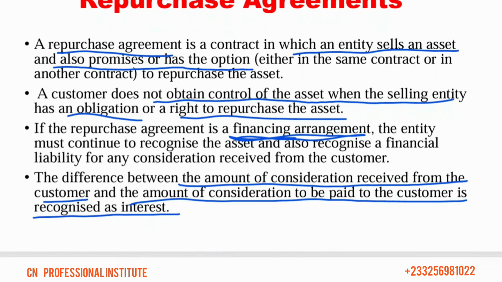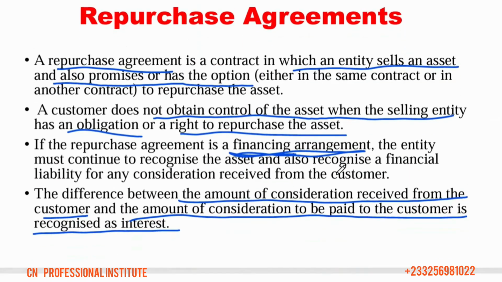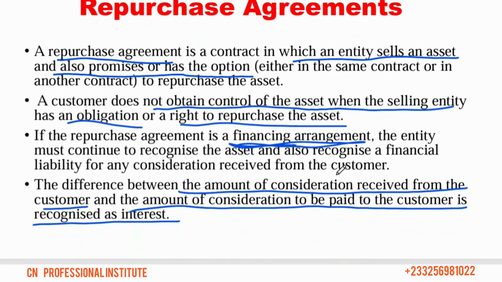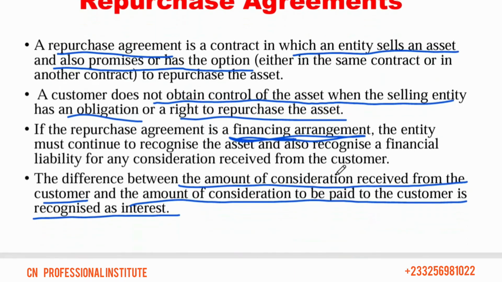But what we are saying is that where we have a repurchase agreement, what it means is that the customer, when we sell to the customer, does not obtain control of the assets. Why? Because we have the right to buy back again. We can buy back whatever we are selling to the customer. So the customer doesn't have control, and therefore we cannot recognize what? Revenue, but we have to recognize what? Liability.